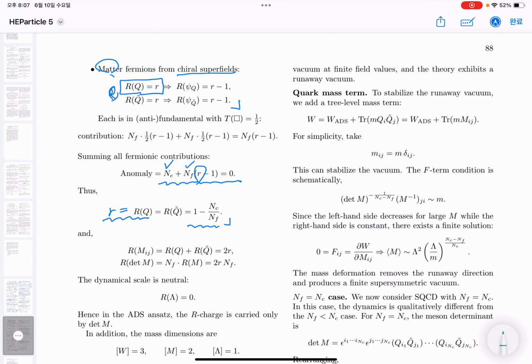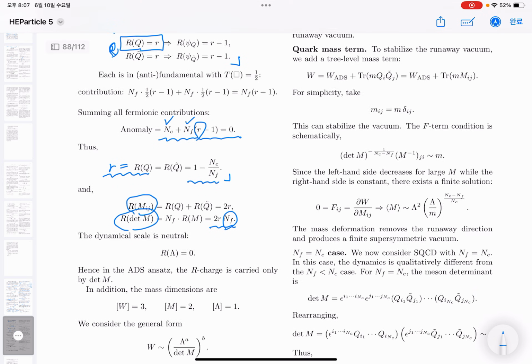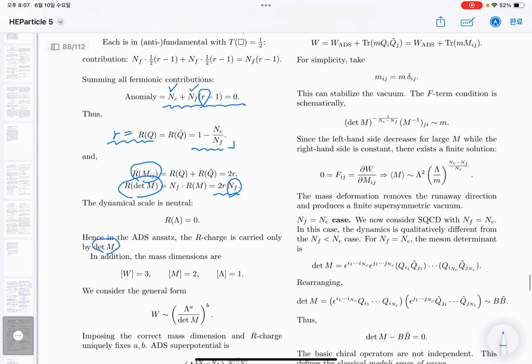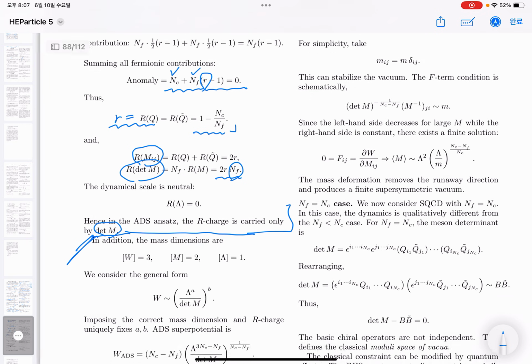So the R charge of the meson operator is just given by 2 times the small r, and for example, the determinant of M has an R charge given by the multiplication with the number of flavors. And the dynamical scale is neutral under the R symmetry. So the R charges are carried only by the determinant of the meson operator. We will use these R charges of each term when constructing the superpotential.